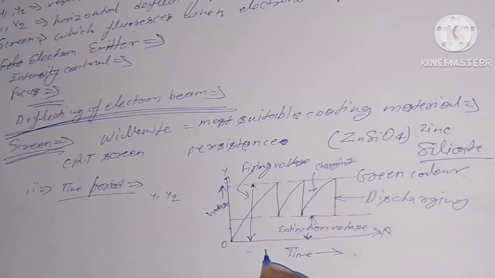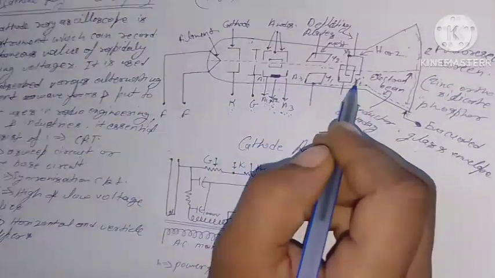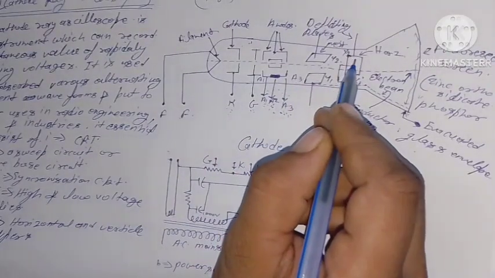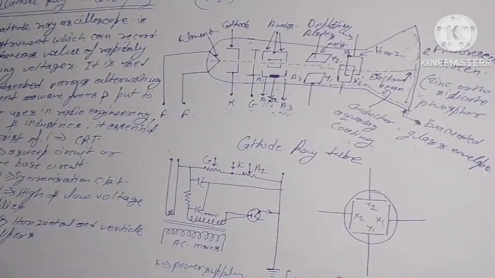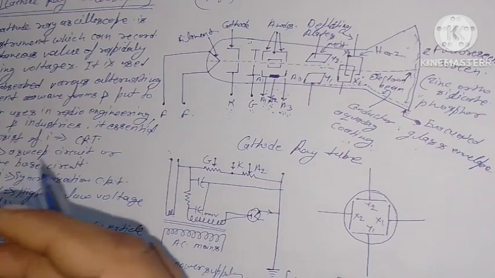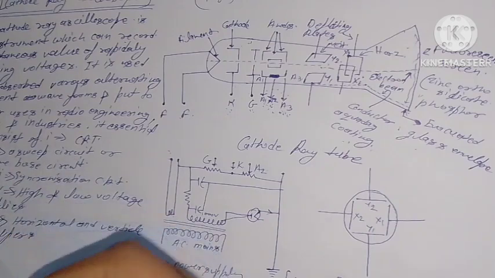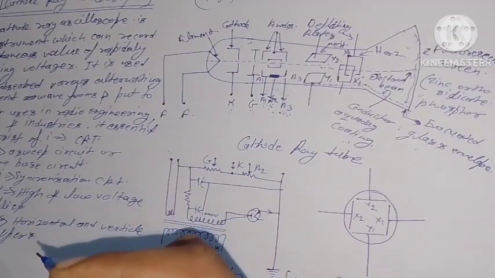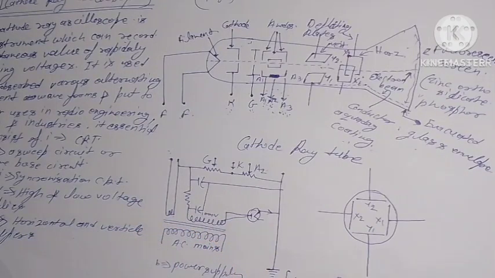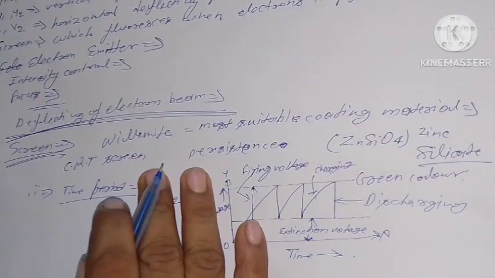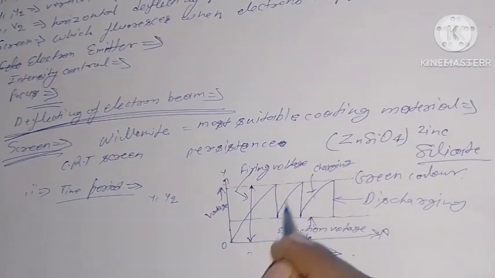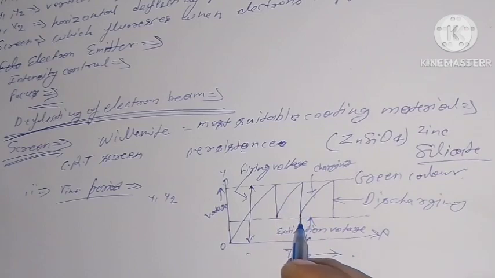This is done by connecting the horizontal deflecting plates X1, X2 to a source of voltage that rises gradually at a constant rate to a maximum value, and then suddenly drops back to zero. Such a voltage is said to have a sawtooth shape, as you can see in this figure.